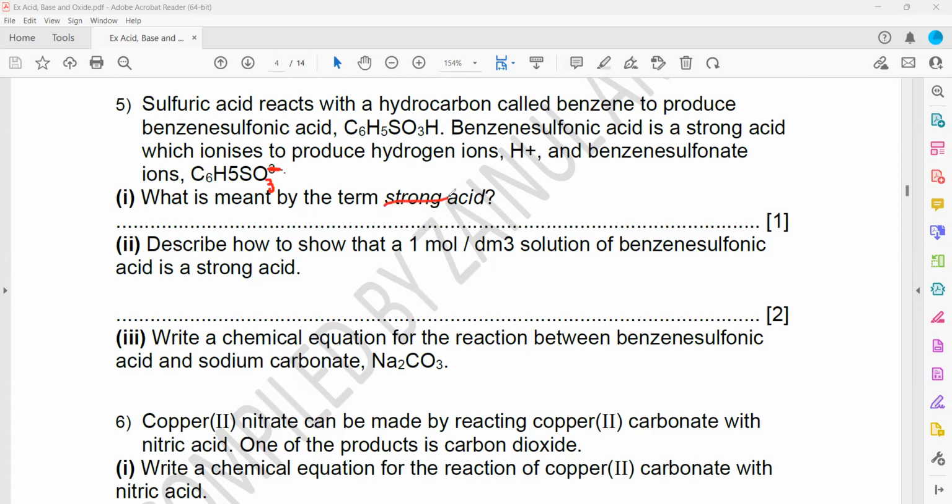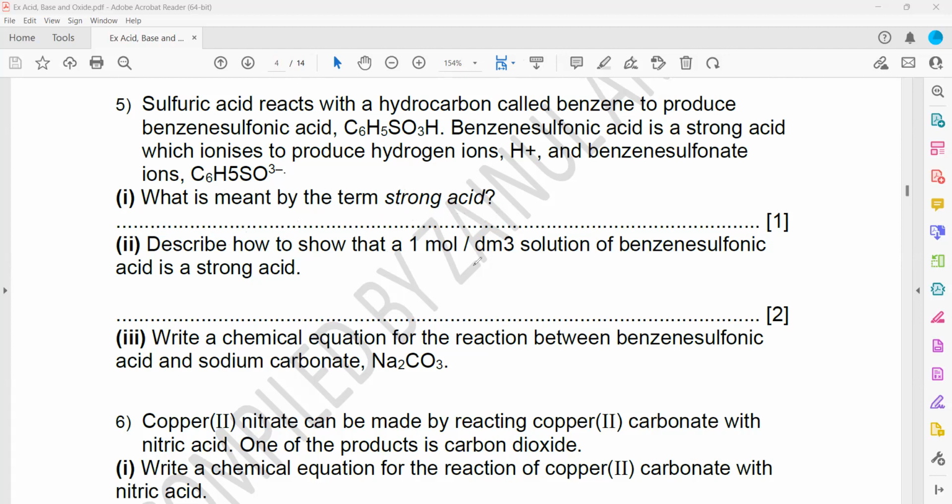What is meant by the term strong acid? The term strong acid means the acid which ionizes completely. The acid which ionizes completely we call a strong acid, and it donates protons and ionizes completely.